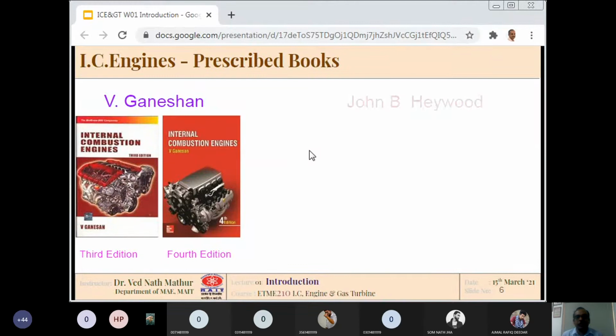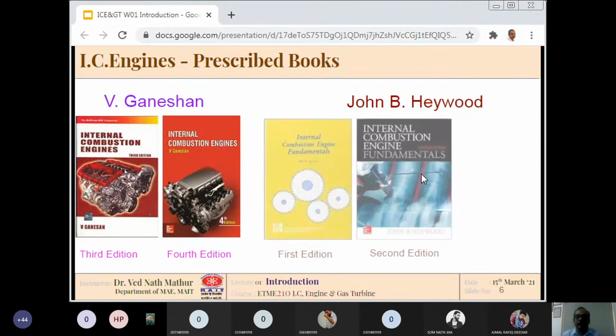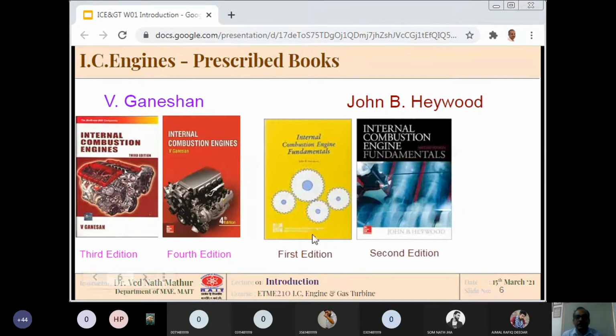And there is another very good book by John B. Heywood. This is also mentioned in the IP University syllabus. I have the 1st edition. This was around 700 rupees.